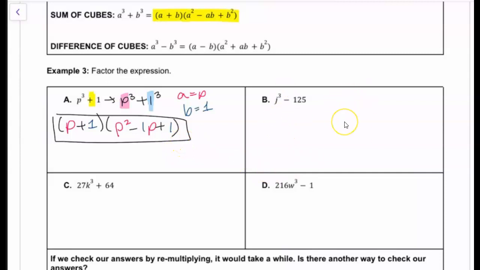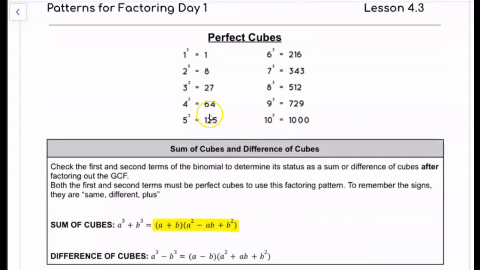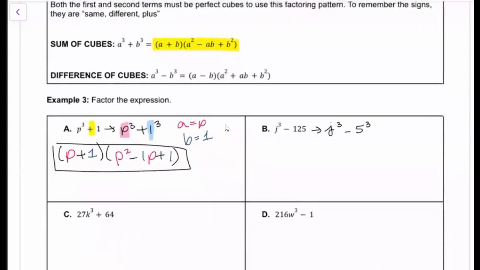So then we do the same thing here. J cubed is a perfect cube because it's just J cubed. And 125 is a perfect cube because it's 5 times 5 times 5. So it is up here. 5 times 5 times 5 is 125. So you don't have to have these memorized. You'll have this little chart above there. And when you take your test, you can write that chart on your note card.